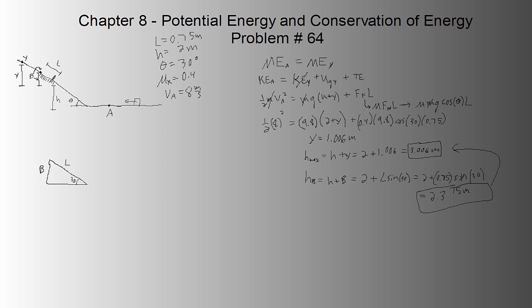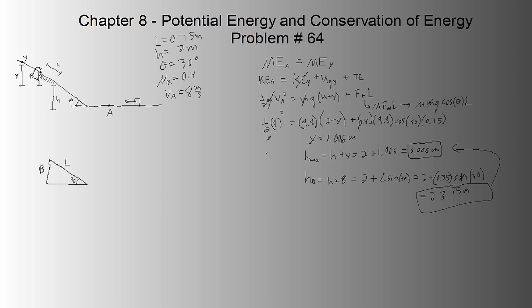So now that we've proven that, the rest of the problem asks, if it can reach point B, what's the speed there? And we know that it doesn't stop exactly at B, or else these two heights would be equal. So it has some speed. Alright, so we're going to basically just do this again, and now we're going to use B here, basically the height of B, to figure out what the speed is there.